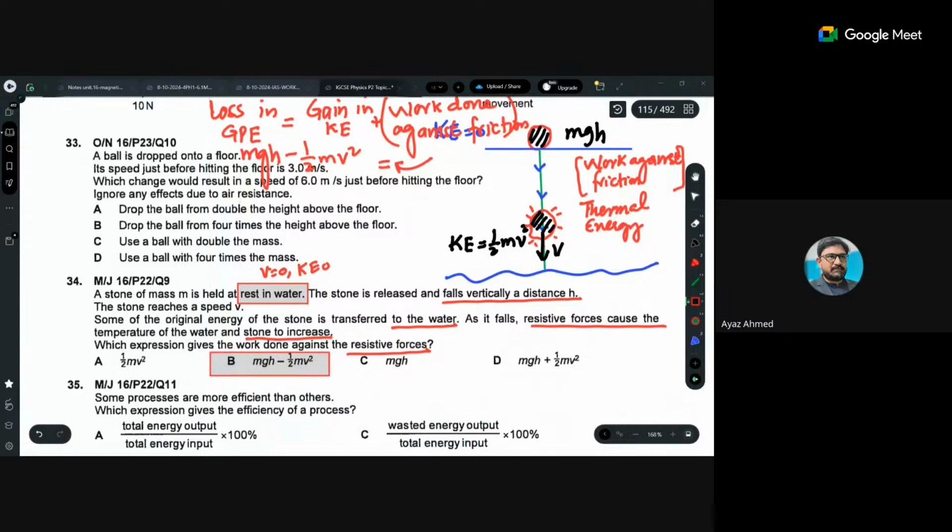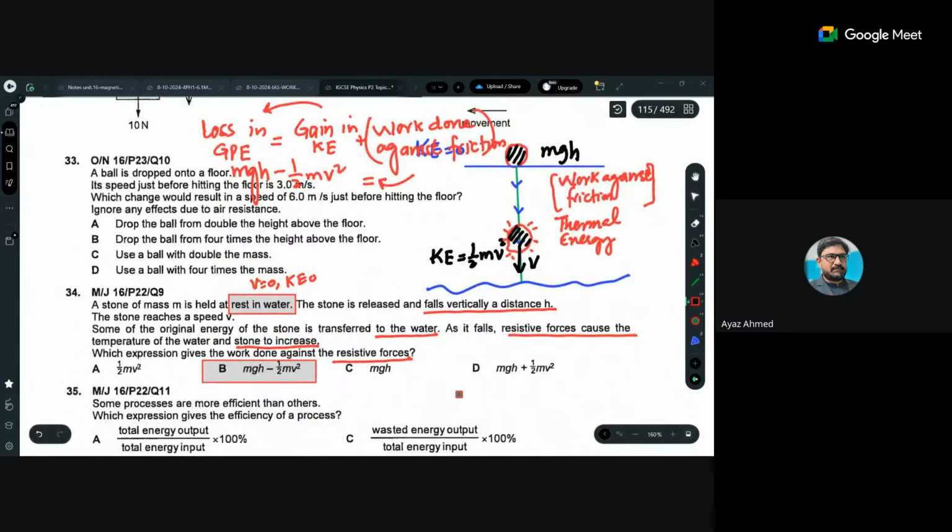Got it? Kind of. Yeah. Just review that. Inshallah, you will get it. So why are we subtracting again? Because I need work done against friction.